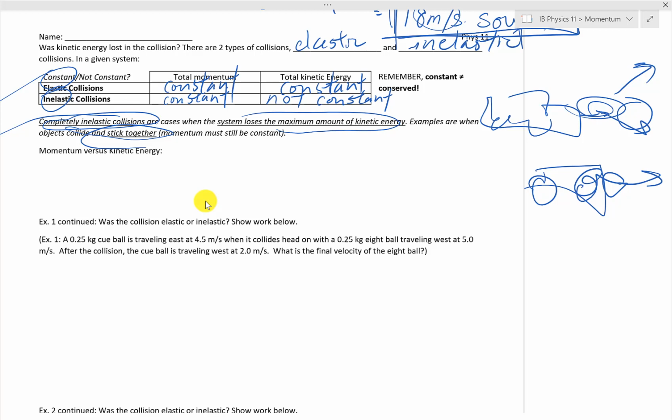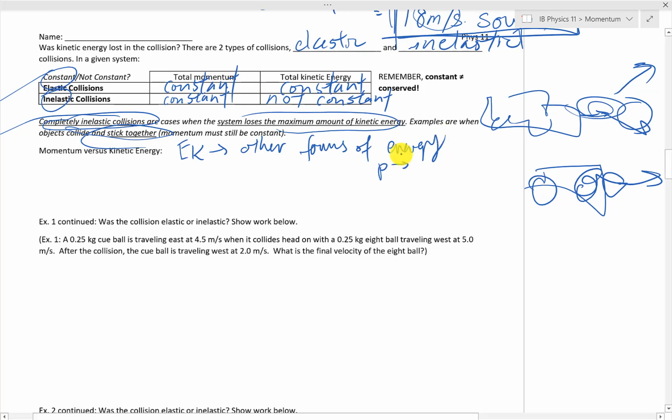Okay, so now you have a sense of elastic and inelastic collisions, but you might be wondering, what's the difference between momentum and kinetic energy? They just feel like the same thing to me. One thing about kinetic energy is that because it's a form of energy, it can get converted to other forms of energy, like potential, thermal, etc. But momentum, because we're talking about motion, is mass times velocity.